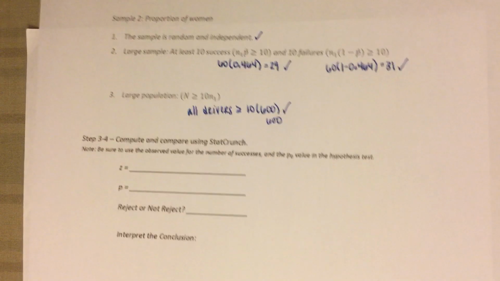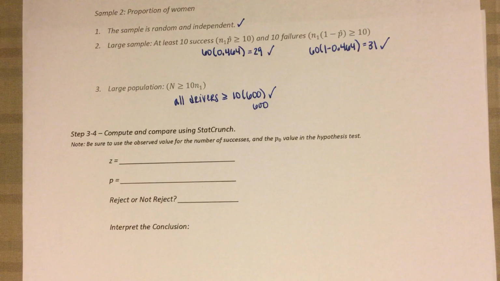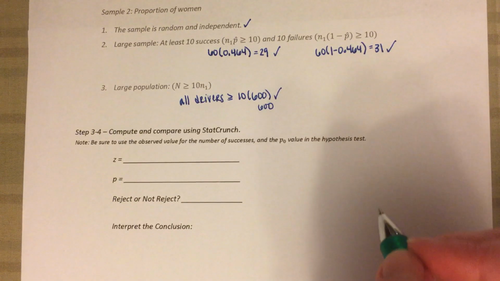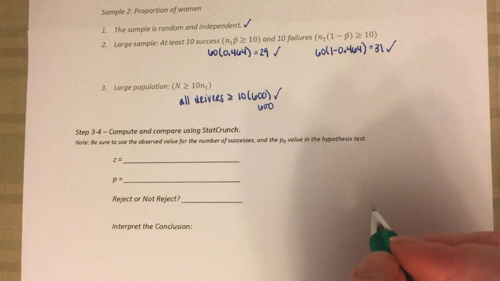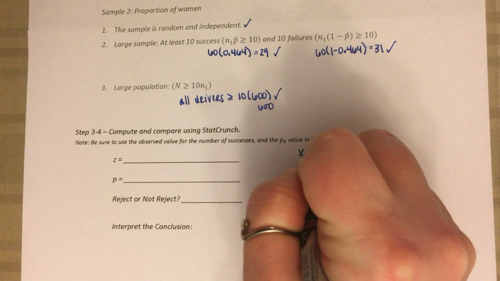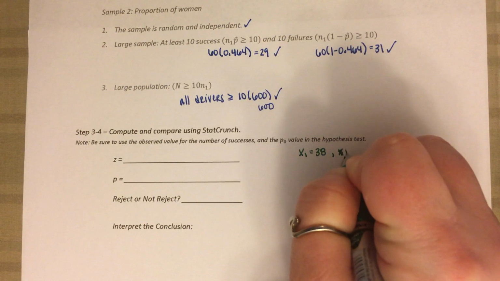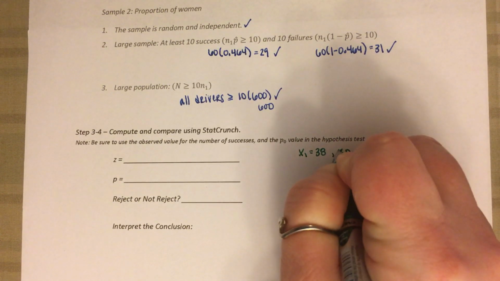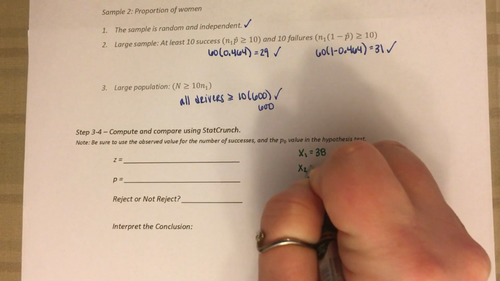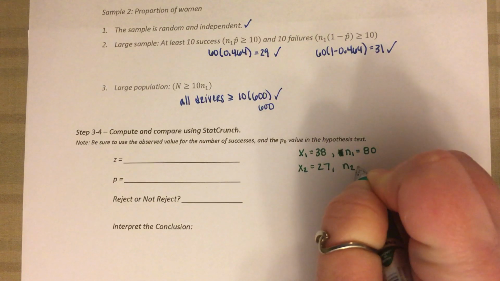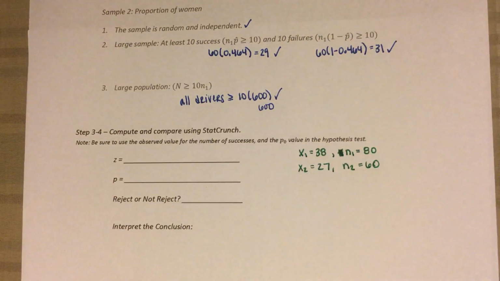All right, so from here we're going to go to StatCrunch. As we're going through and we're doing these, again, we want to make sure that we keep everything straight. So when we enter our different values, our X1 and N1, remember, is our men. So when we do this, we're going to use the actual values that we were given in our problem. So for our population of men, we had 38 successes, and there were 80 men that were surveyed. For the women, we had 27 out of 60. So when we enter these values into StatCrunch, we want to be sure that we use those values.